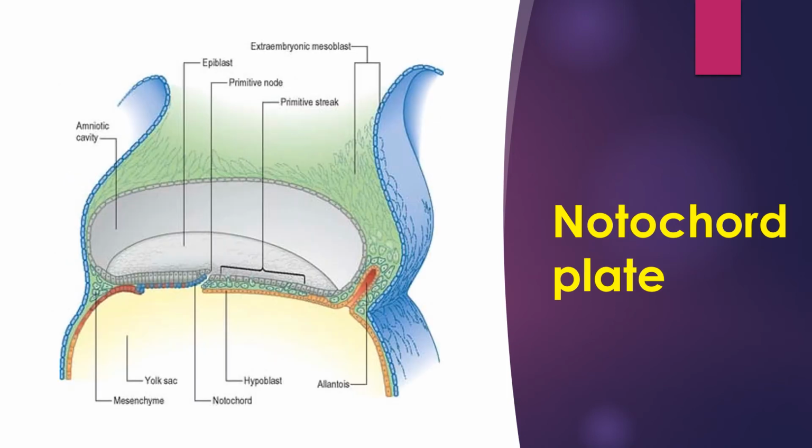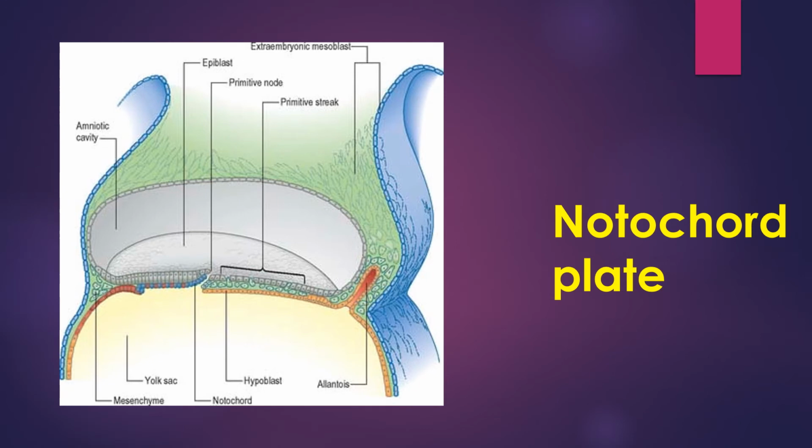Here the canalized notochord process is changed into a notochord plate. So this notochord plate will become a definitive notochord structure. So when the notochord structure appears, the endodermal cells are also going to develop, that is, the definitive endodermal cells are going to develop below the notochord plate.